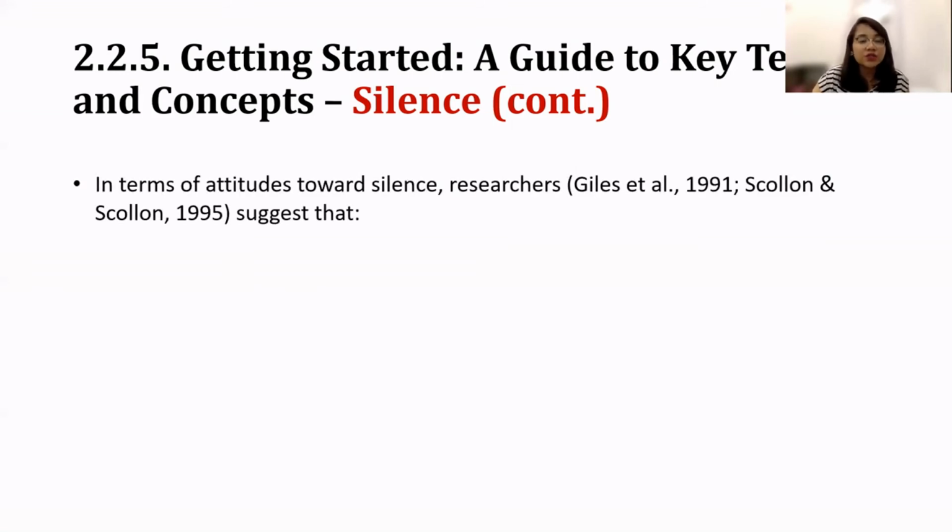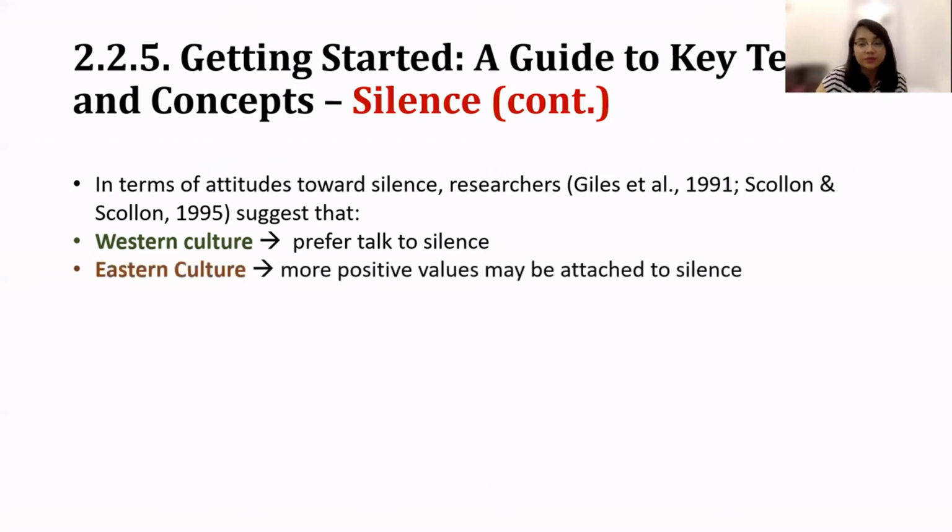In terms of attitudes towards silence, these researchers, as you can see in the slide, suggest that people from Western culture prefer talk to silence. In Eastern culture, more positive values may be attached to silence. So as you can see here, Western and Eastern cultures are very different in viewing silence in communication, right?